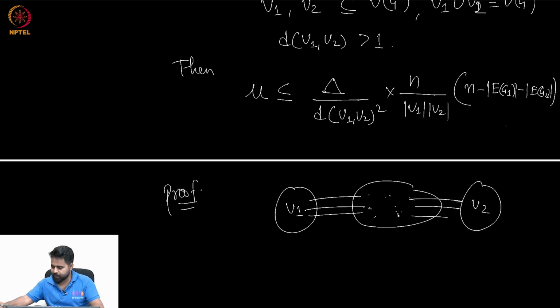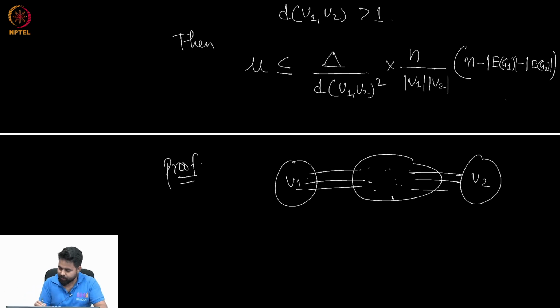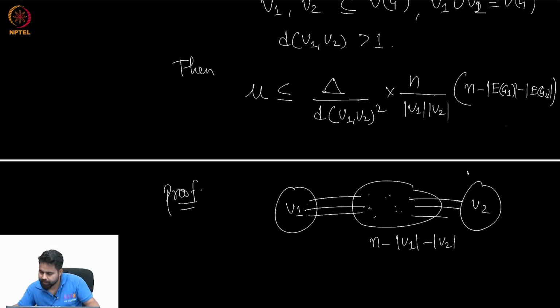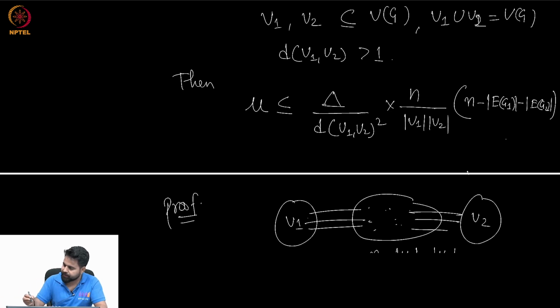So how many such vertices are there? The vertices will be n minus V1 minus V2. In fact, I can write it more cleverly here. This is n minus the sizes of V1 and V2. Very good, so sorry about that. So this will be the correct expression.